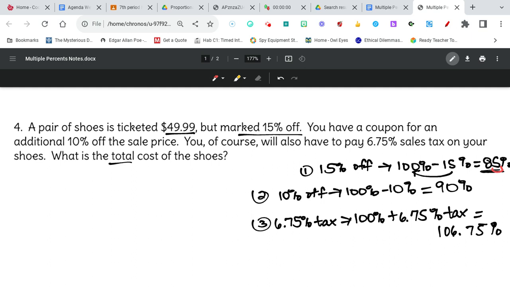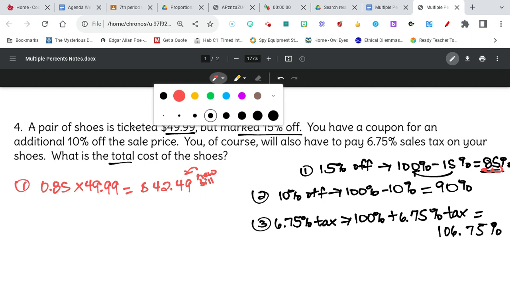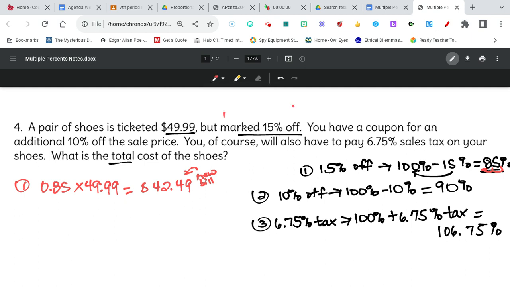So I'm just going to take these one at a time. That's going to be 0.85. So in step 1, you're going to be paying 85% of that bill. 85% of $49.99, not the full 100% because they're taking off 15. So let's see what 0.85 times $49.99 is. $42.49. Now the new bill after the discount is this. Okay. Let's see what happens after that. So this was all that was step 1.